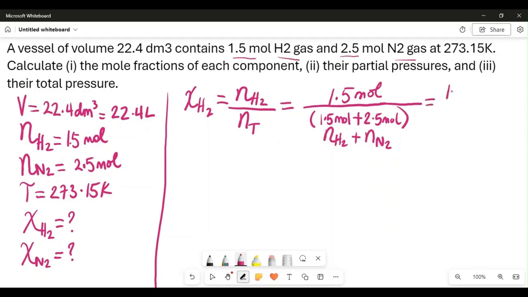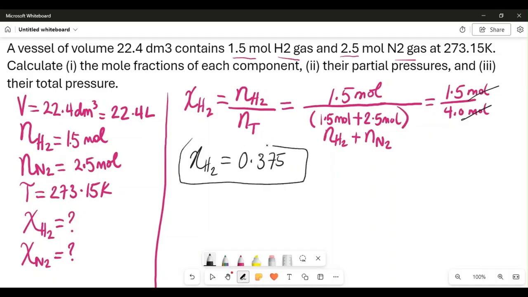So that will be 1.5 mole divided by 4.0 mole. You cancel out the mole and you just have 1.5 divided by 4.0, and whatever you have is the answer. So the mole fraction of H2 gas is 1.5 divided by 4, so this is 0.375.